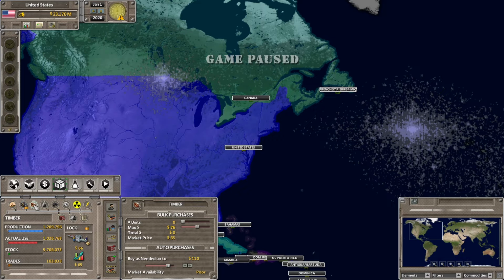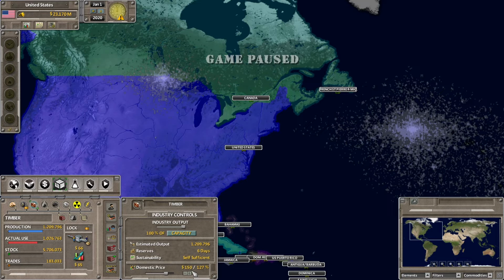And now if this was a good like timber, then you could actually make money by, instead of making your own timber, for example, importing it at the lower prices and then selling to your own population at a higher price. And that's just another way to deal with the economy over here on resources.